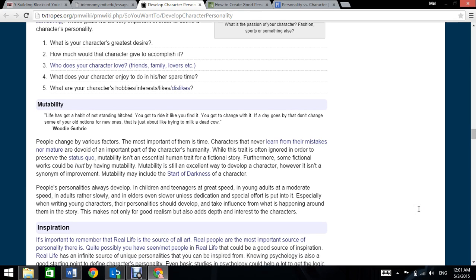What would they be willing to sacrifice to accomplish that goal? That's a really important thing. It's like, how important is that goal to them?